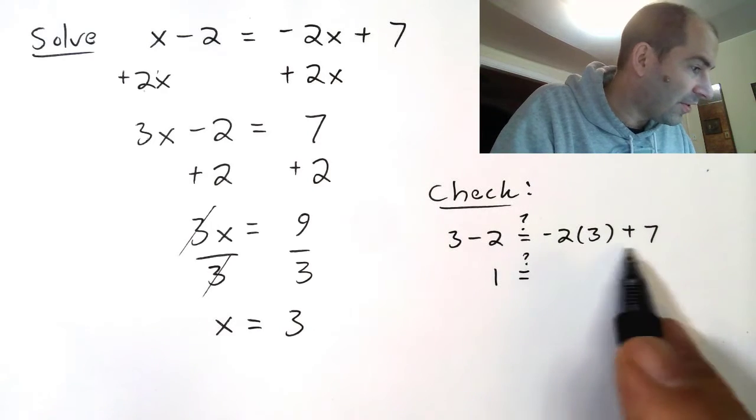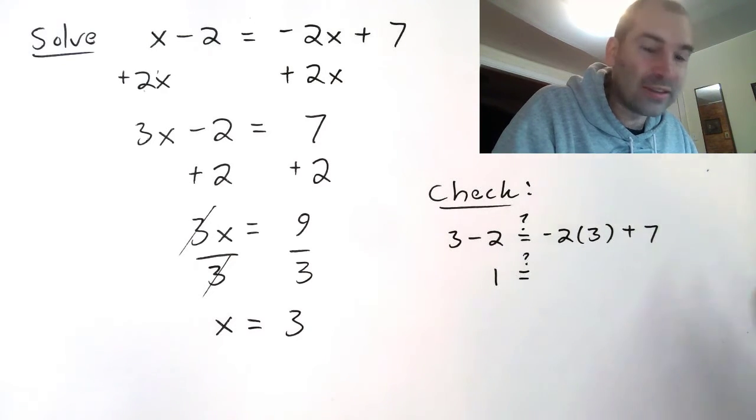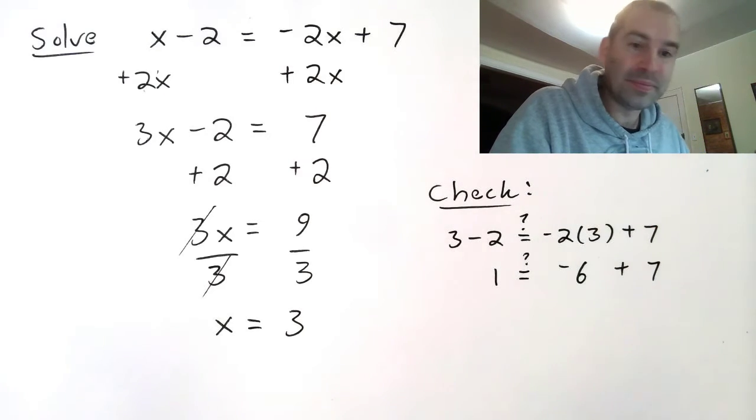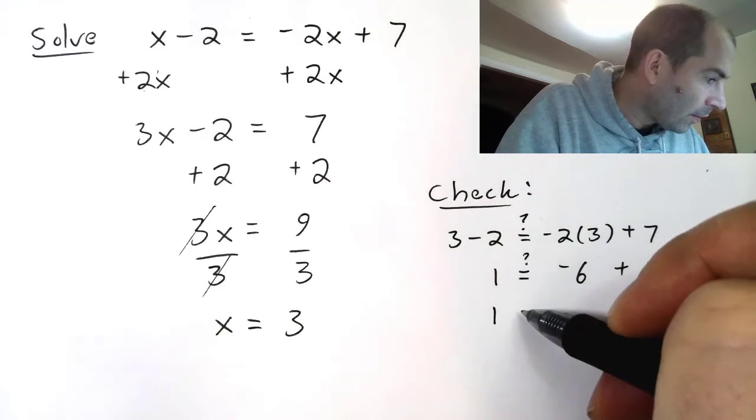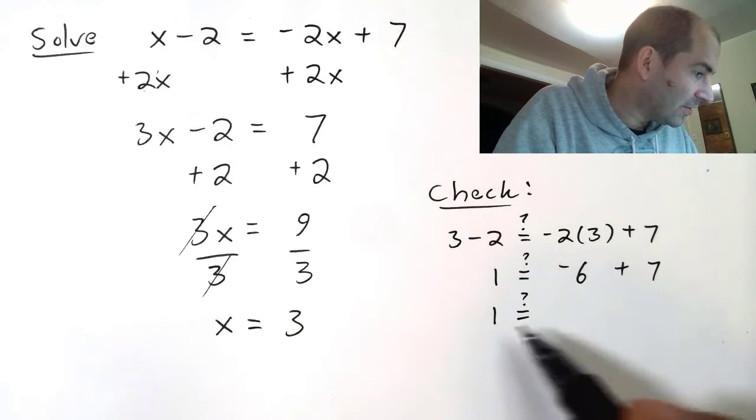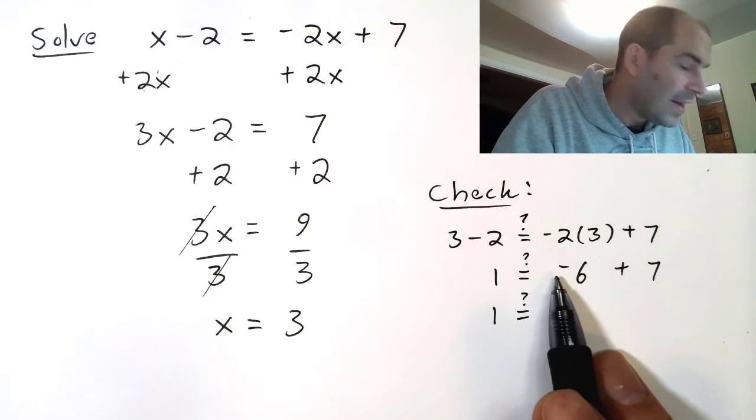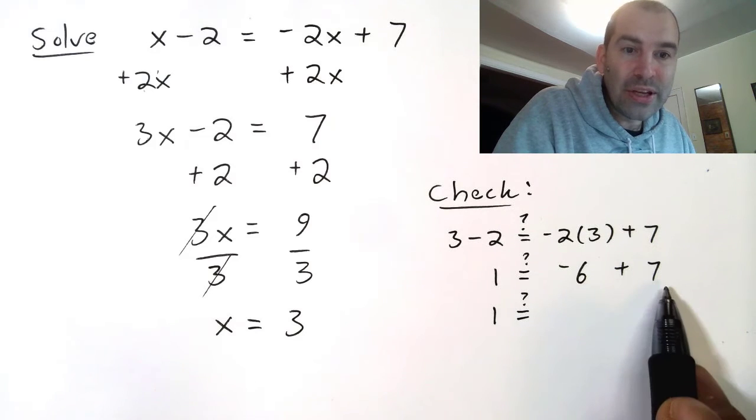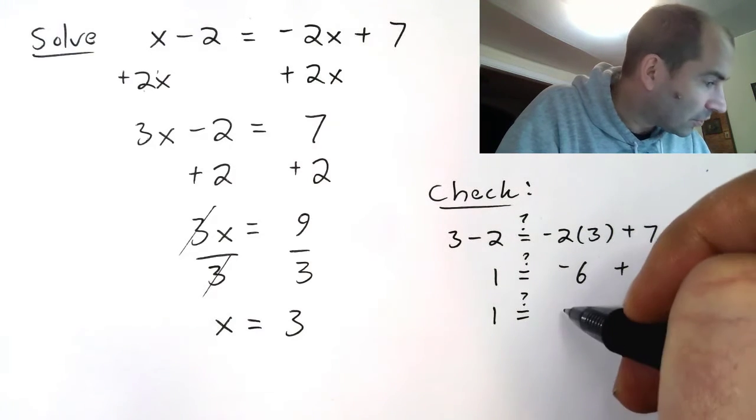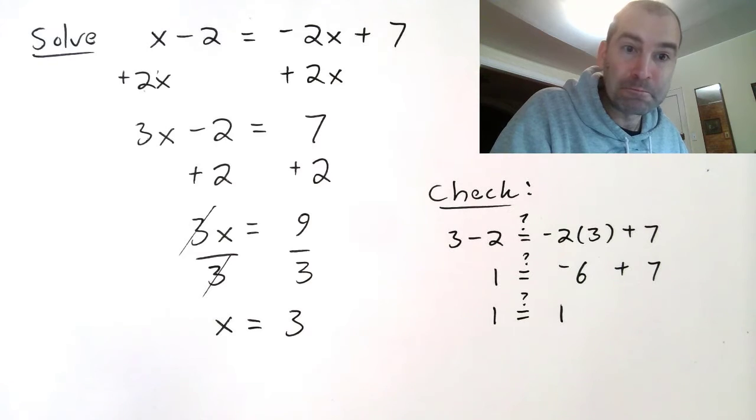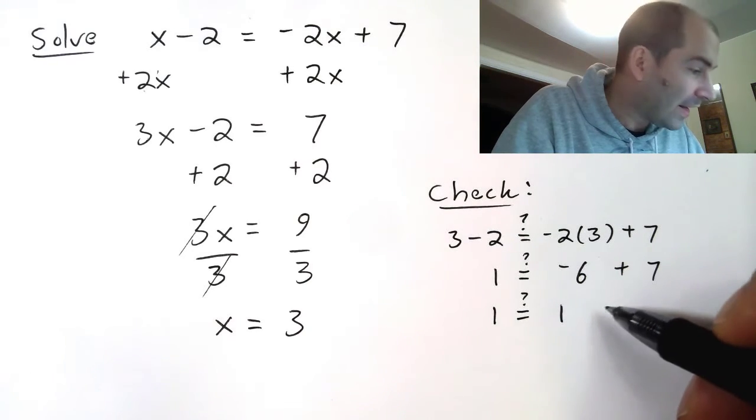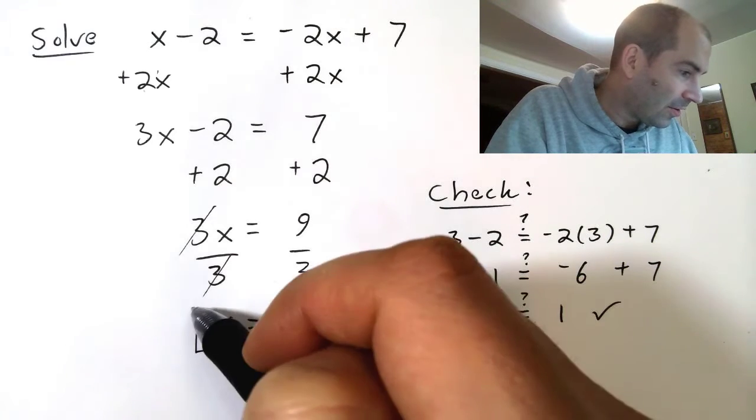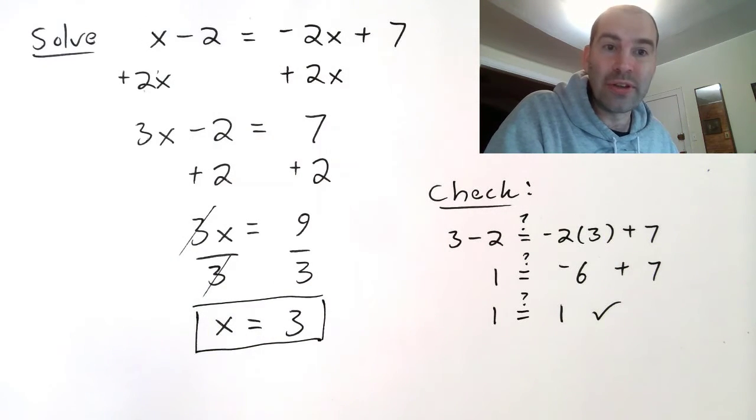Is that the same as this side? Well, let's simplify this side and see what we get. Negative 2 times 3 is negative 6. Nothing I can do with the left-hand side. It's done. But let's see, I can combine these. Well, I have negative 6 plus 7. I'm $6 in debt. Somebody gives me $7. So now I have a surplus of $1. And that works. The left-hand side is equal to the right-hand side, so it checks out. So we are confident that this is indeed the solution to this problem.